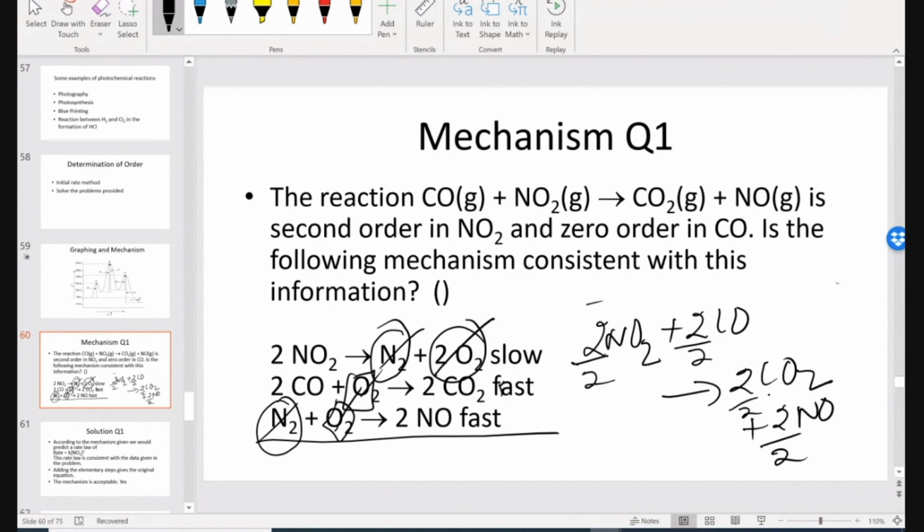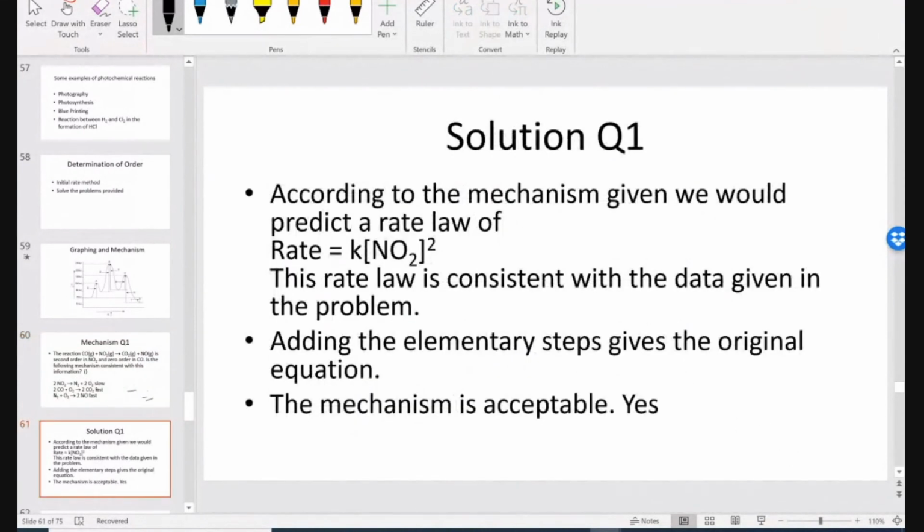So just to give you an idea, the sheet that I showed you, the Word document that I posted there, should give you some general ideas on how you will be proceeding in terms of answering these questions. I just stated it right now. The rate law is written. The rate law is consistent with the data given to the problem. Adding the elementary steps gives us the original equation. The mechanism is acceptable because the slowest step also has 2 NO2 as the concentration of the reactant.